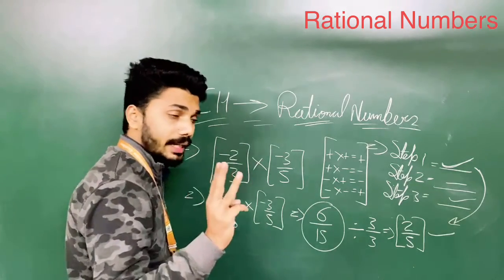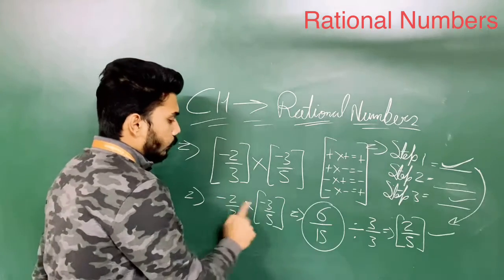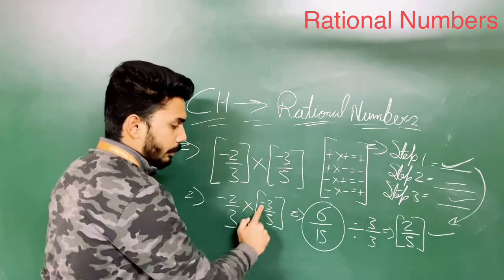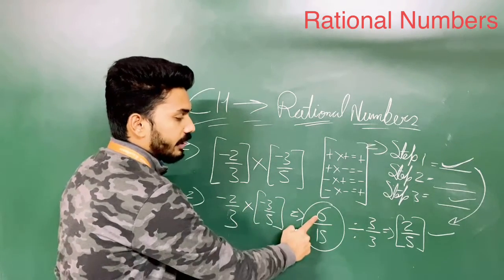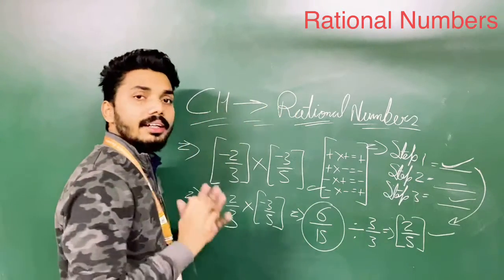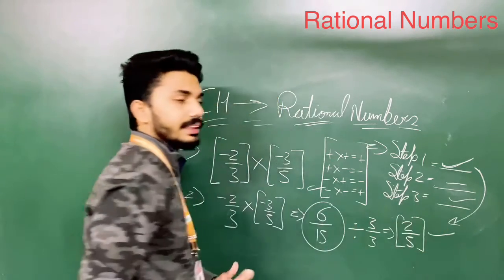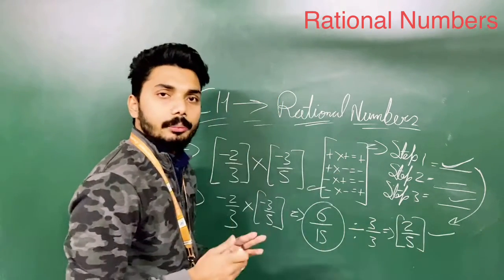Then in the third step, you just need to take all the signs. The two signs are negative over here, so if you multiply two negative signs, your answer will be positive according to our law. Okay, and ultimately if you want to reduce the value, you can show it like this. So within 3 steps your sum will be done.